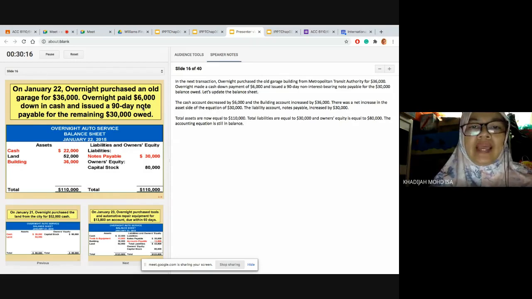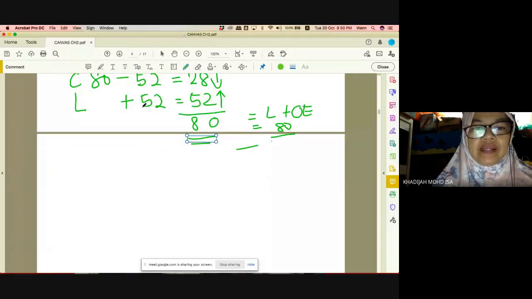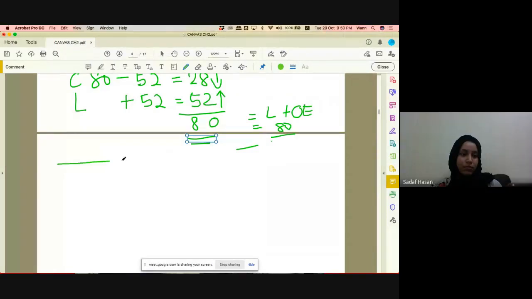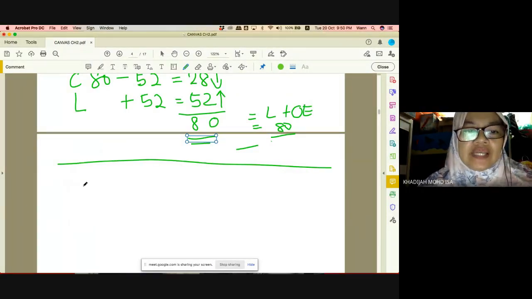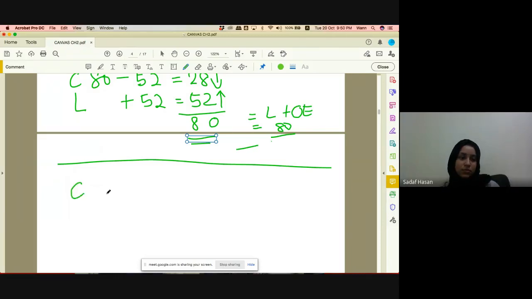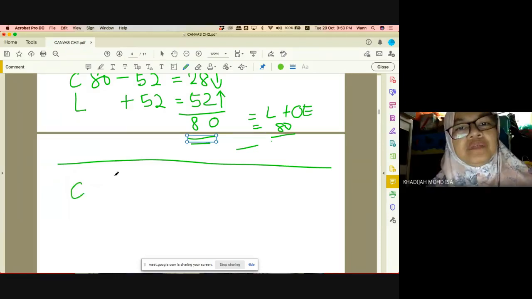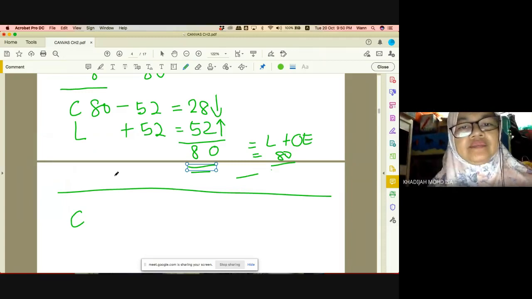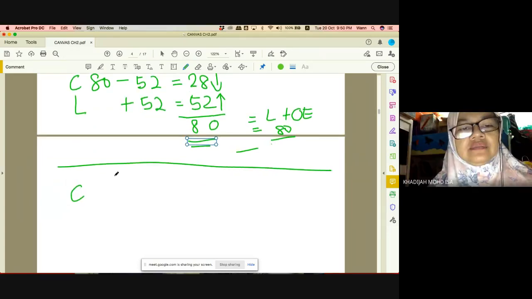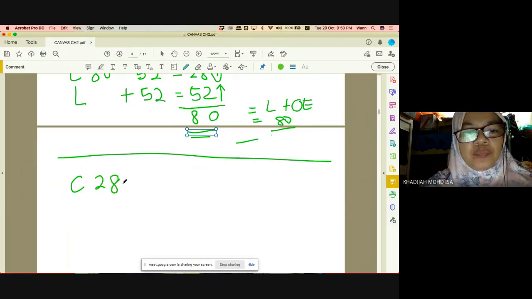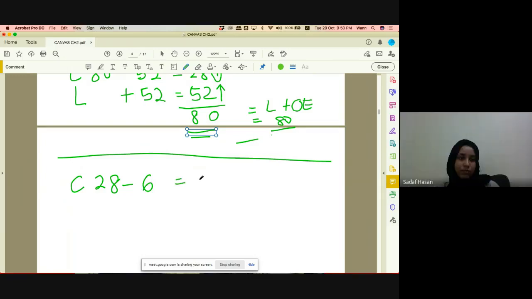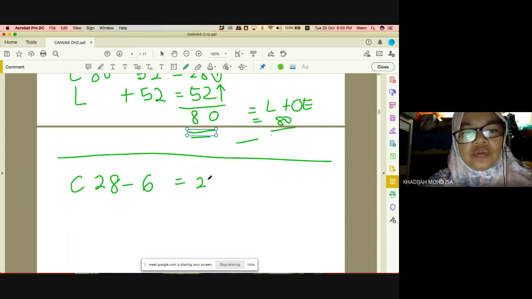Okay. So what happened here, if I were to put it like this: your cash, how much is your cash balance from the previous transaction? You only have 28, right? Yes, 28. But now how much do you pay? You pay cash 6,000. Then how much is the balance? 28 minus 6 is 22. 22,000. Okay.